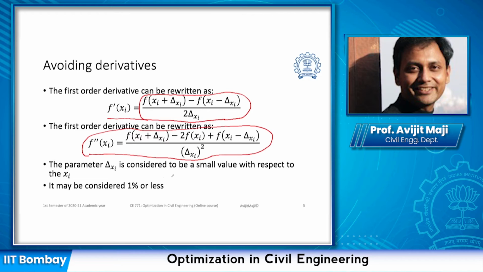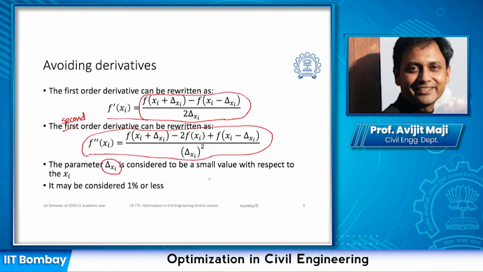Similarly, the second order derivative can be rewritten this way. Here, one of the important parameters is delta xi. Generally, we select it as a small number, and we can consider it as 1% or less of the point at which we want to find the first order and the second order derivative. So this is the second order derivative, and we continue the process.